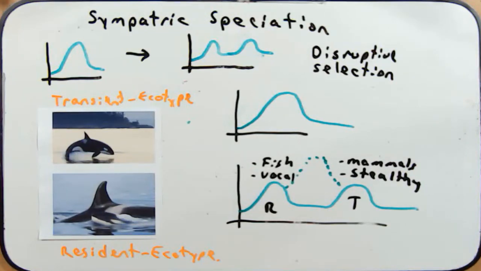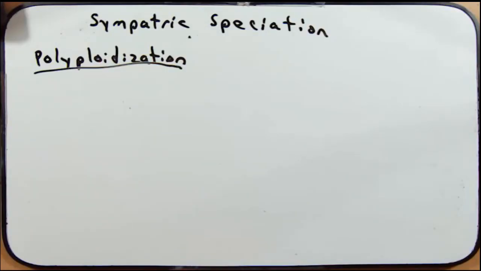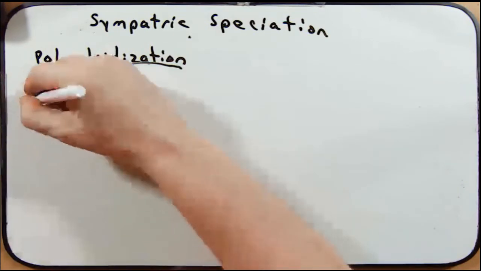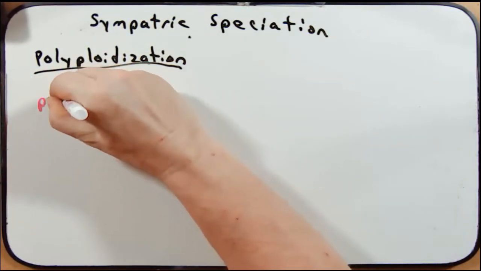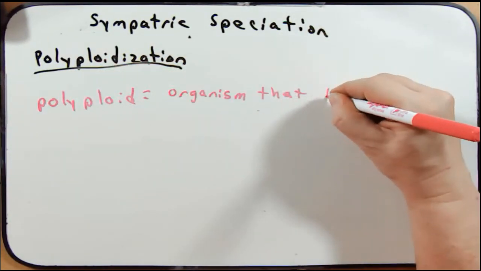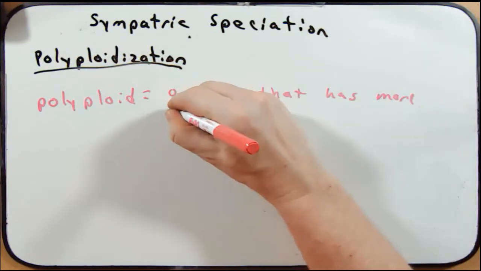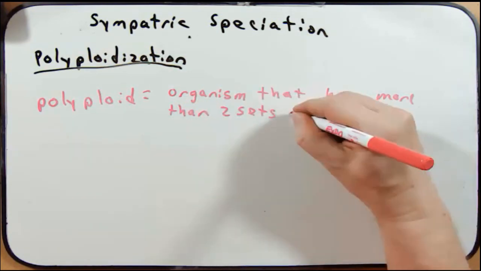Now I'd like to spend a little bit of time talking about polyploidization. All right, so let's talk a little bit about polyploidization, and I want to define a few terms for you. The first term is, what is a polyploid? This is an organism that has more than two sets of chromosomes.